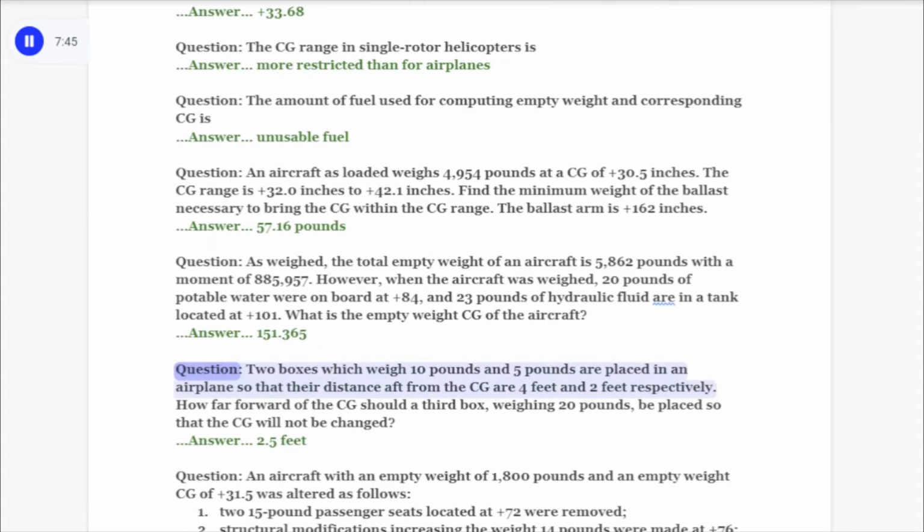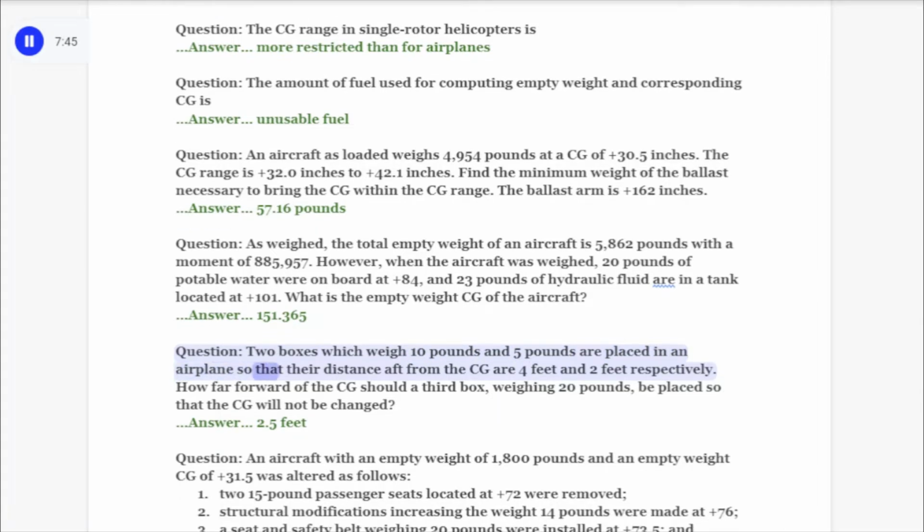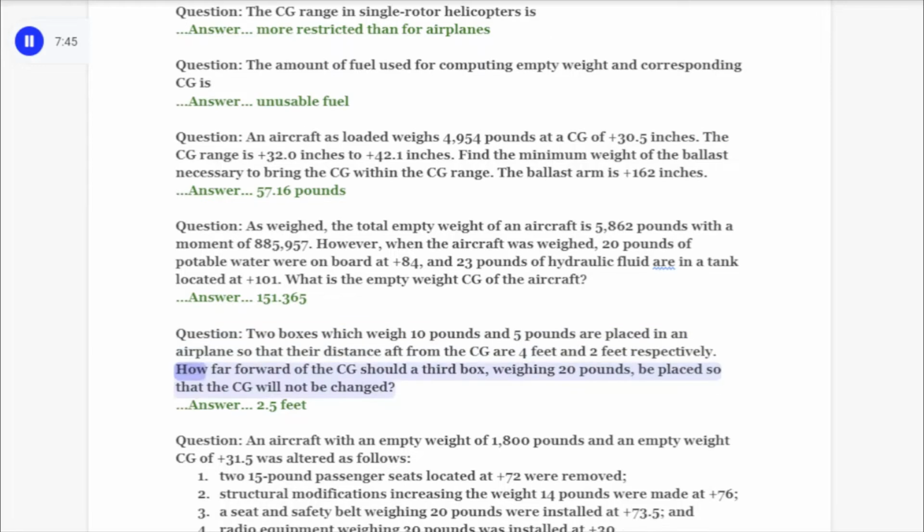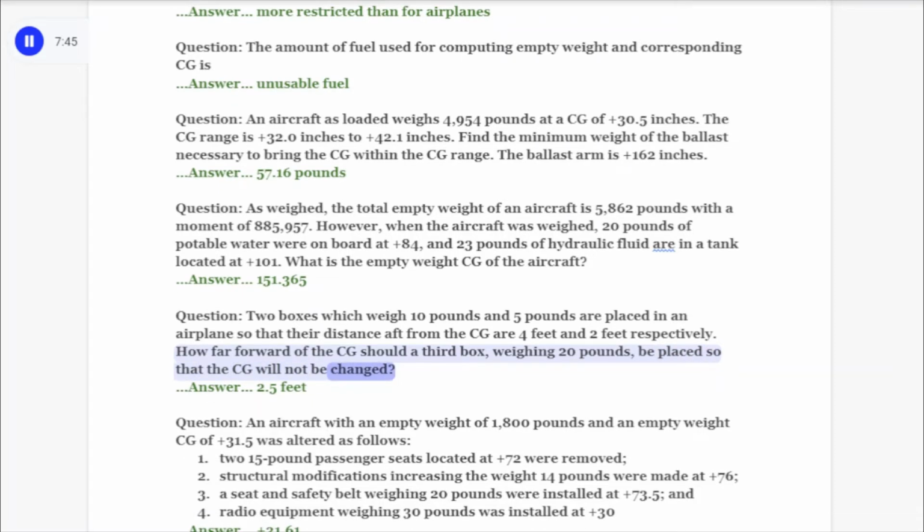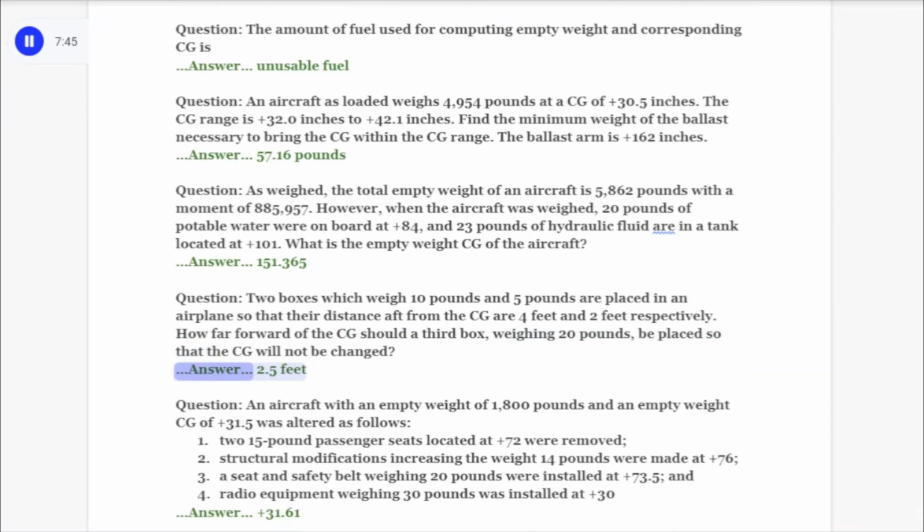151.365. Question. Two boxes which weigh 10 pounds and 5 pounds are placed in an airplane so that their distance aft from the CG are 4 feet and 2 feet respectively. How far forward of the CG should a third box, weighing 20 pounds, be placed so that the CG will not be changed? Answer. 2.5 feet.